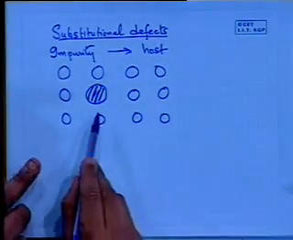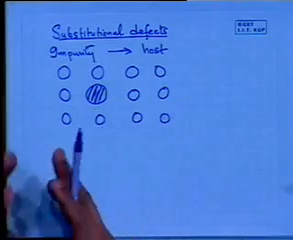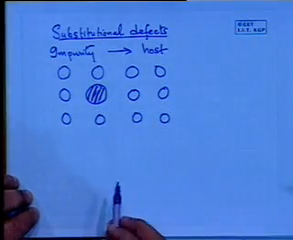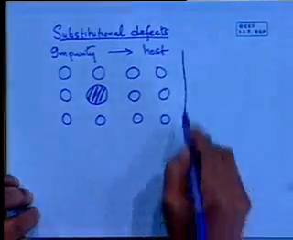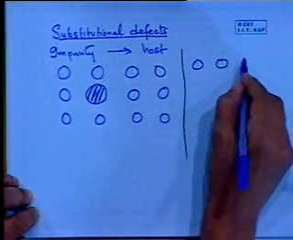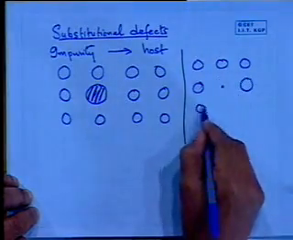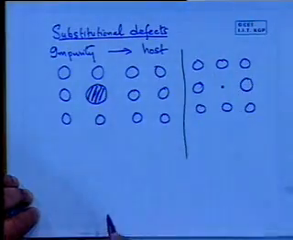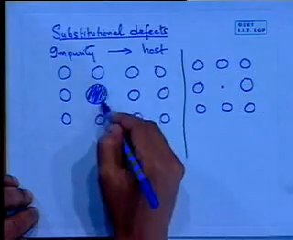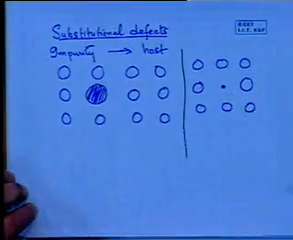Now as I've drawn it, the substitutional atom could be larger than the host atom, or it could be smaller than the host atom. Okay? In this case it is larger than the host atom. In this case it is smaller than the host atom. Both these possibilities are there.